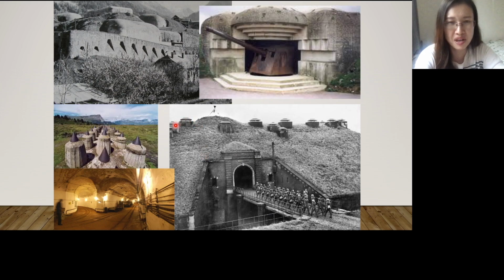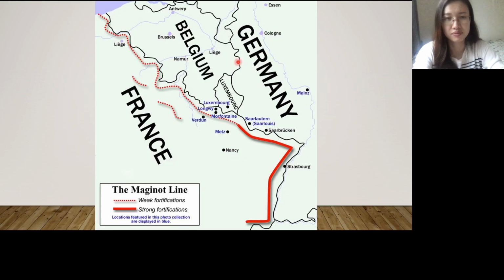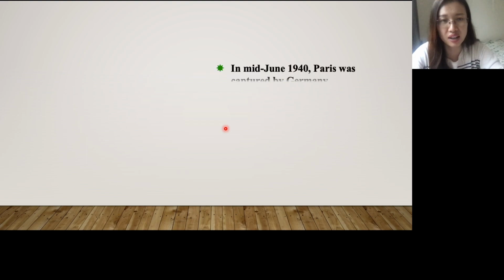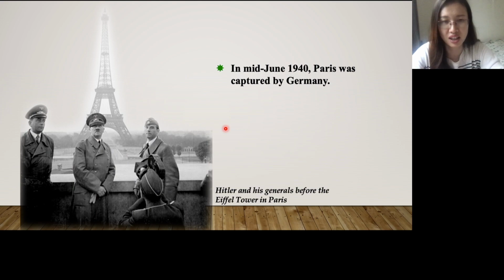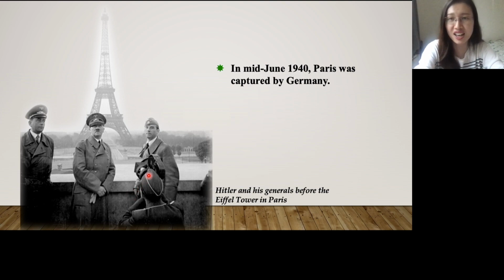And they have all these pillboxes, and within the Maginot Line they also have a railway, which made it easier for them to transport different facilities. But just sadly, they left this gap for Germany. This is also the reason why in mid-June 1940, Paris was captured by Germany. And Hitler, like everyone who went to Paris, maybe the most important thing was to take a photo with the Eiffel Tower, right? Same for Hitler and his generals, before the Eiffel Tower in Paris.